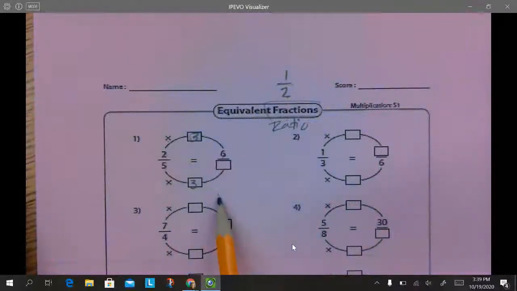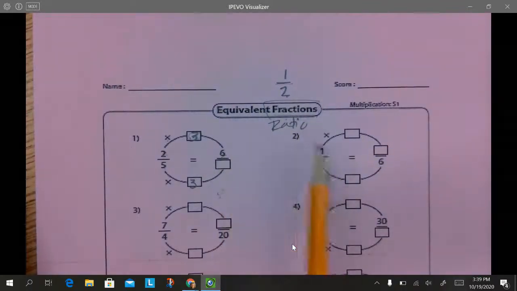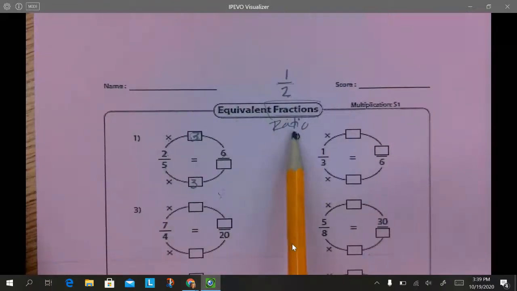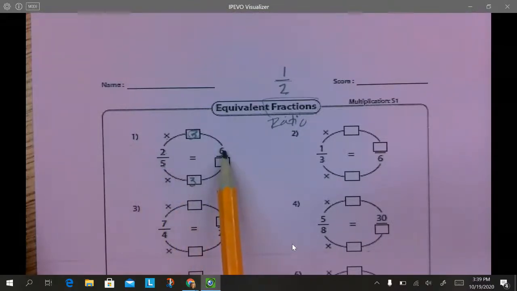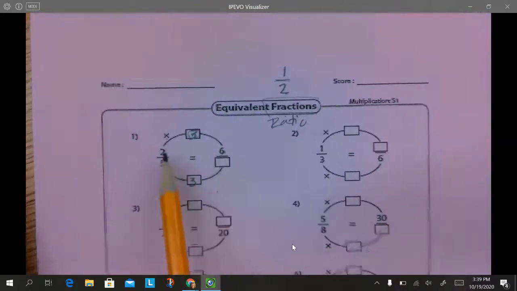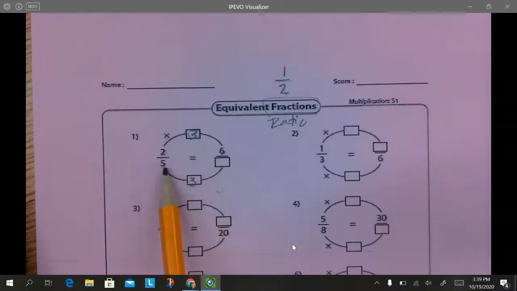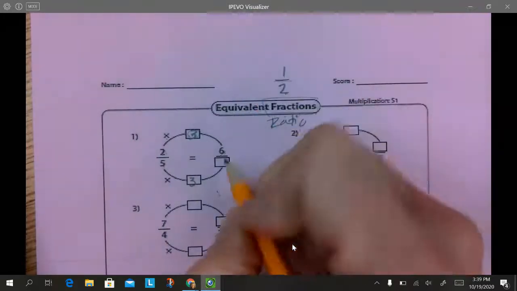Here we go. Ready? All right, so it says equivalent fractions. Well, you know that fractions and ratios go together, okay? So think about these like ratios, okay? If you have 2 to 5 of something and you need to increase it, and you know that you have to get to 6 of something, you want to increase it by multiplying by 3. Okay, 2 times 3 is 6, therefore 5 times 3 is 15.